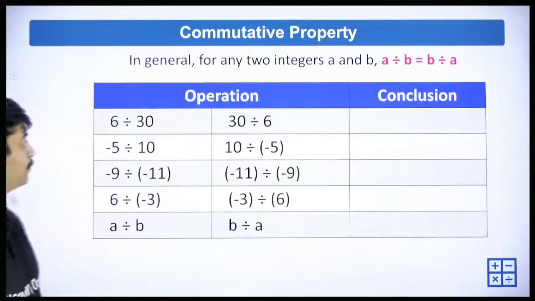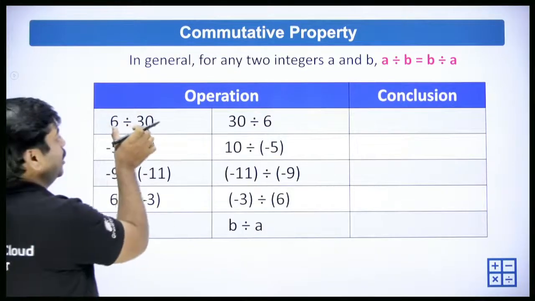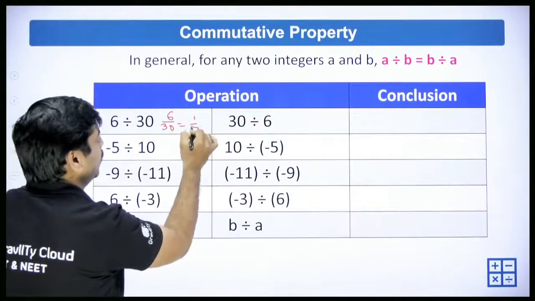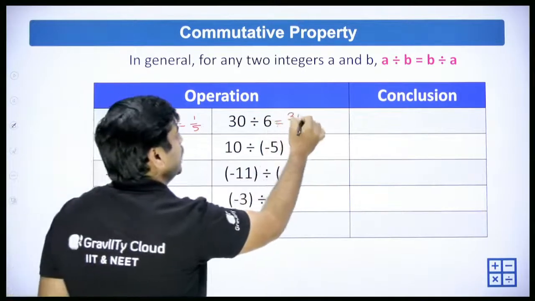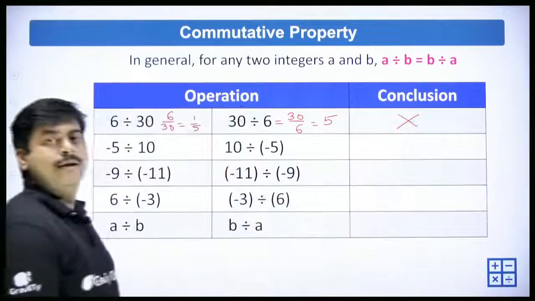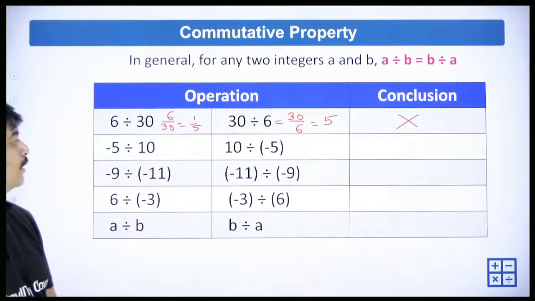So what I can say here, 6 divided by 30, 6 by 30, which is 1 by 5, and 30 by 6, which is equal to 5. Both are not the same, correct?